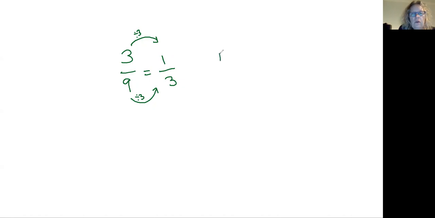Here's one for you. 10 out of 25, and I need to find a number that goes into both 10 and 25. And if you've got your times table chart in front of you, you'll be able to see that they are both in your 5 times table. So we're going to divide them both by 5. 10 divided by 5 is 2. 25 divided by 5 is 5.